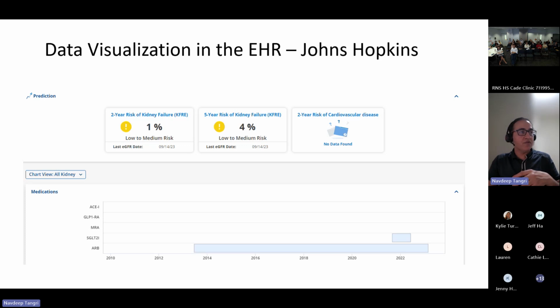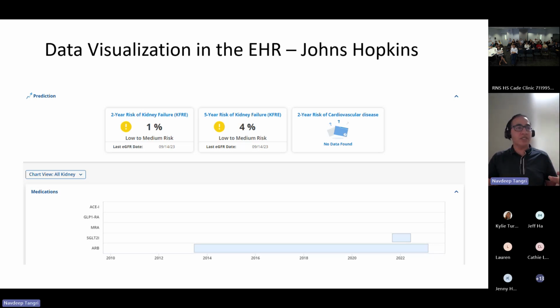It shows for every patient with kidney disease what their 2-year risk is, what their 5-year risk is, and it shows whether they're on an ARB, SGLT2 inhibitor, MRA, GLP-1, or ACE inhibitor. And it shows the timeline. So you can almost see why something was started and stopped, and perhaps you can even flag a reason as to why.